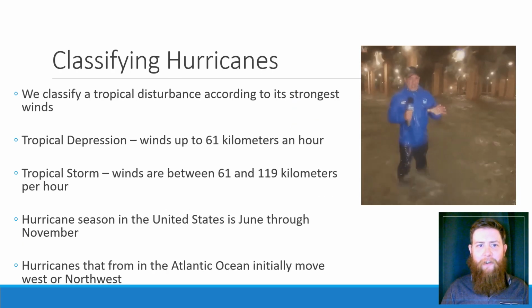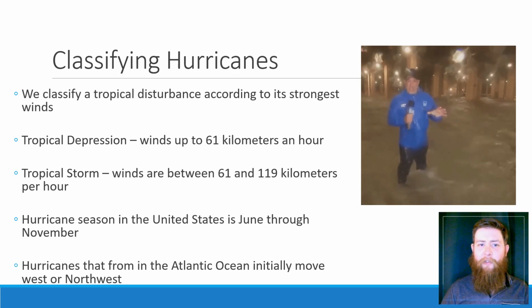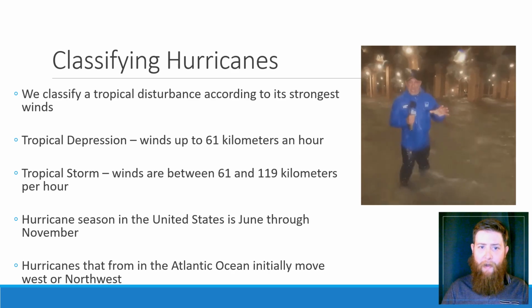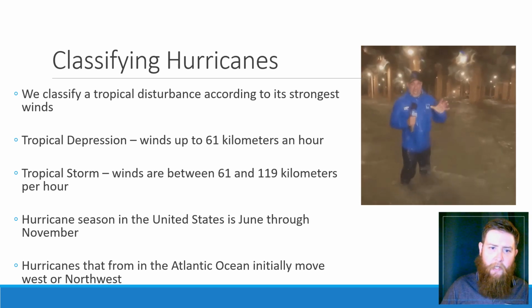When we classify hurricanes, we base it on their strongest wind. A tropical depression is one that has winds of up to 61 kilometers per hour. A tropical storm, which is what's going on in this GIF here, is when winds are between 61 and 119 kilometers per hour. And a hurricane is anything above that 119 kilometer threshold. Hurricane season in the United States starts in late May, early June, and runs through November. These hurricanes in the Atlantic initially move west or northwest and hit the coastline on the east coast of the United States.